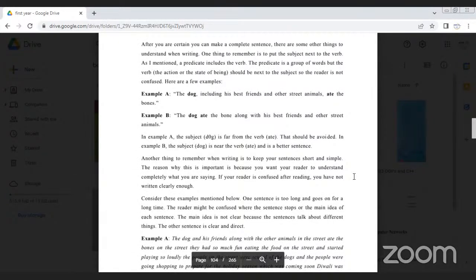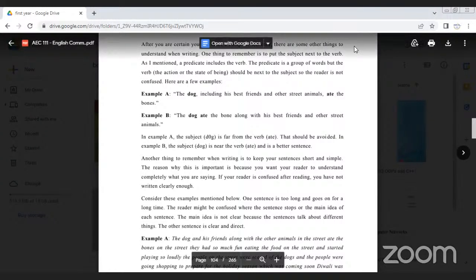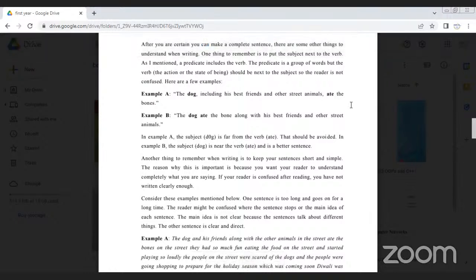After you are certain, you can make a complete sentence. Okay, there are some other things to understand when writing. One thing to remember is to put the subject next to the verb. As mentioned, a predicate includes the verb. The predicate is a group of words, but the verb should be next to the subject so the reader is not confused. Here are some examples.